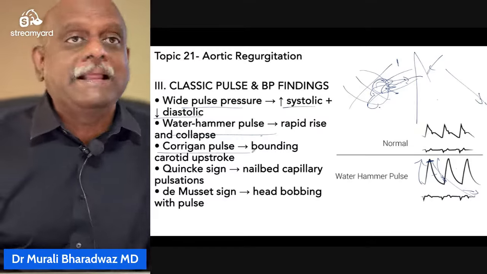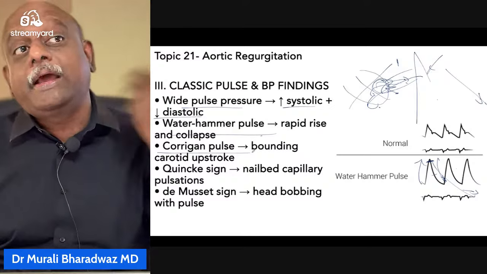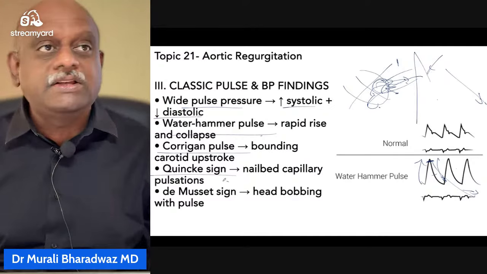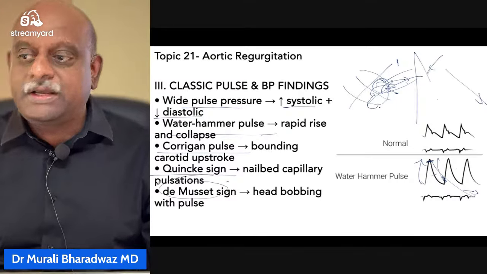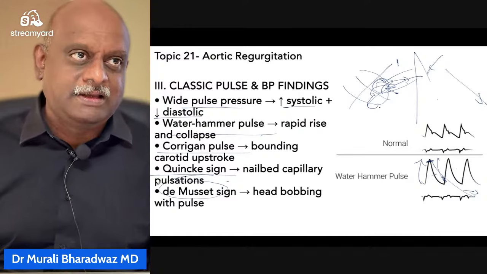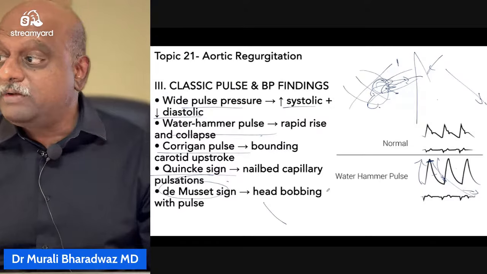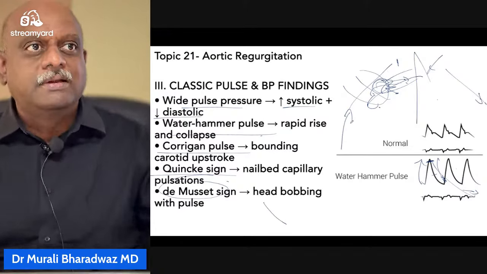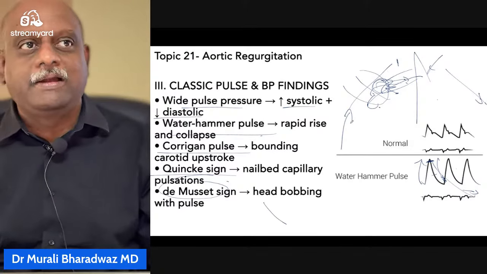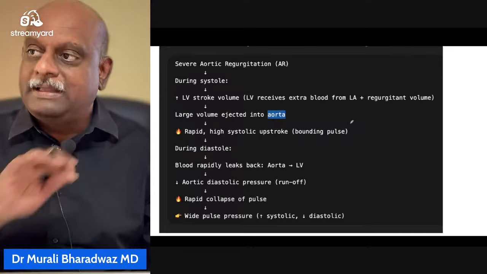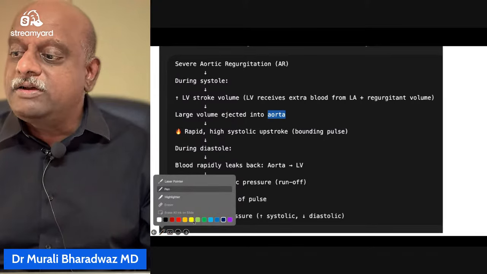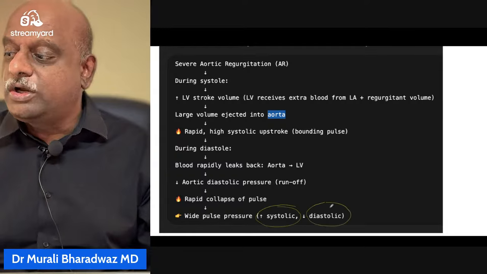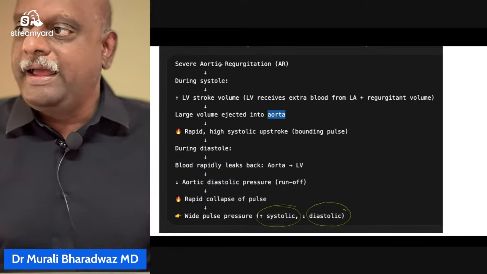Then Corrigan pulse is a bounding carotid upstroke. Quincke's sign, the nail bed capillaries will start pulsating. De Musset's sign, the head will be bobbing with pulse. Because of the high stroke volume delivered, the head will be bobbing with pulse. So let's look into why there is a wide pulse pressure, increased systolic, decreased diastolic in AR.